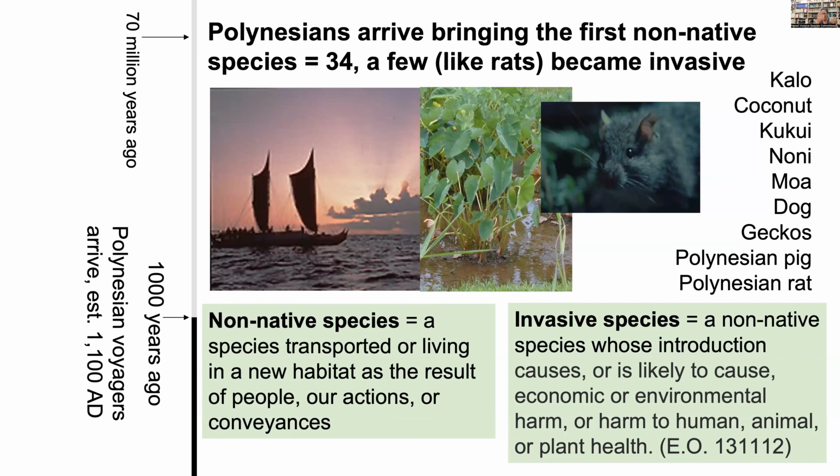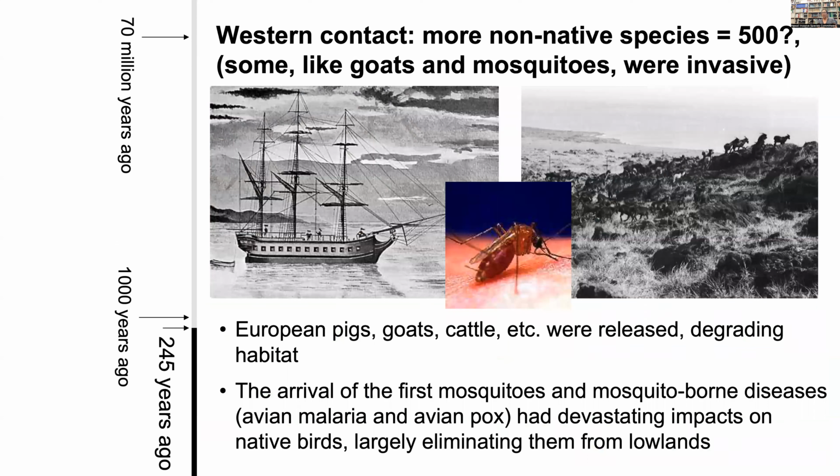Yep. So anyhow, Polynesians also brought the first invasive species, though. And these are those non-native species whose introduction causes or is likely to cause harm to all sorts of everything, right? Everything we're concerned about, including us. So making a distinction, not all non-native species are bad, but we're concerned about invasives. Moving forward on our timeline, Western contact, that's just 245 years ago that Captain Cook landed. And almost immediately we got in a whole bunch of new species.